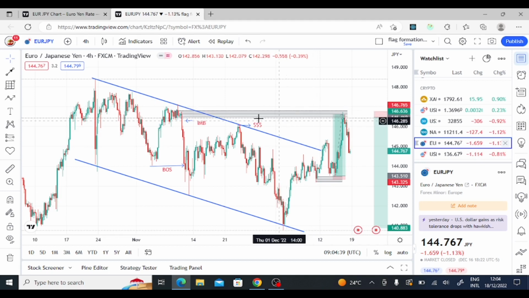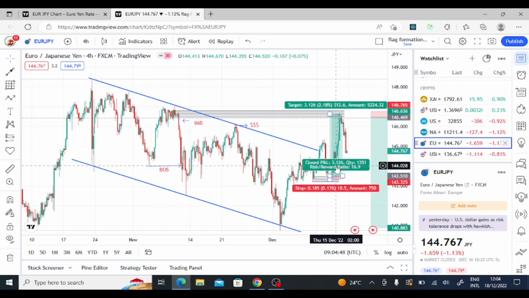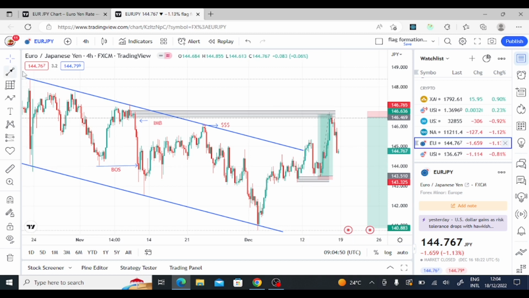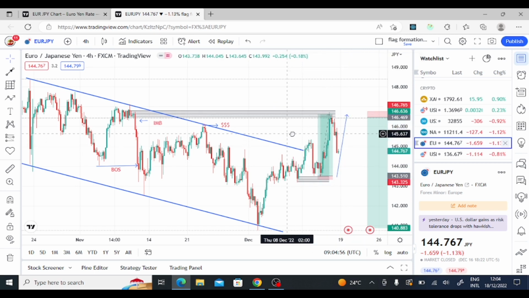Hello everyone. Today we'll be discussing a trade I took in the EURJPY, and as you can see, this was the trade that I took that went here, and we booked a 16.9 reward ratio.